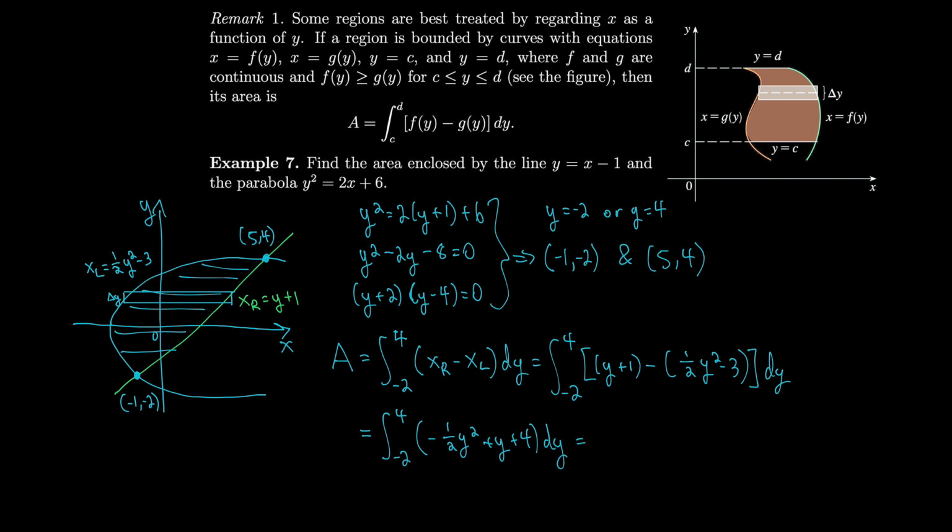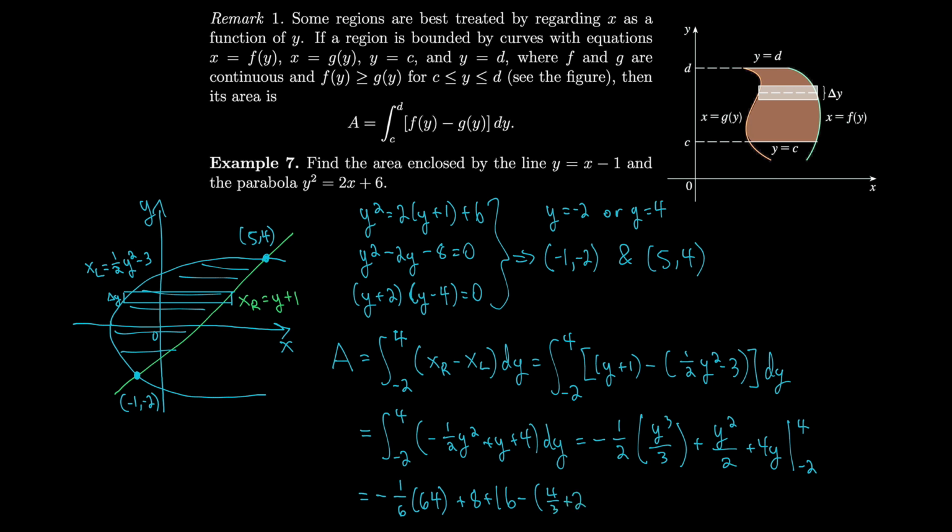And then we keep evaluating. We'll take our antiderivatives at this point and get y cubed over 3, and we get y squared over 2, and we get 4y, all evaluated from minus 2 to 4. So that ends up becoming minus 1/6 times 64 plus 8 plus 16 minus 4/3 plus 2 minus 8, which is 18.